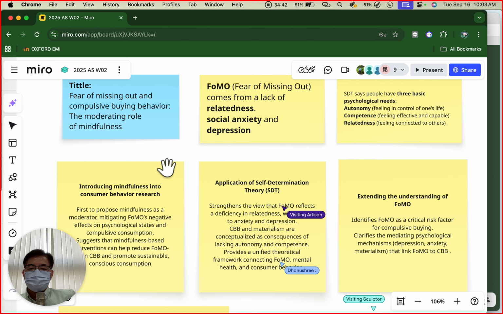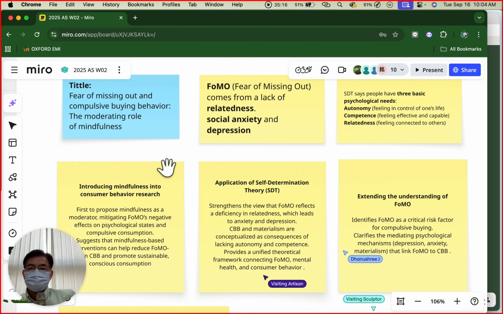And the next one in the theoretical contribution is the application of self-determination theory (SDT). The view of FOMO reflects deficiency in relatedness, which leads to exercise and discretion. Also, compulsive buying behavior and materialism are the contextual consequences of lacking autonomy and competence, providing a unified theoretical framework for mental health and also consumer behavior.